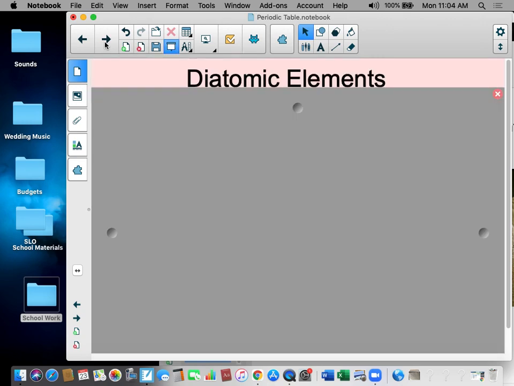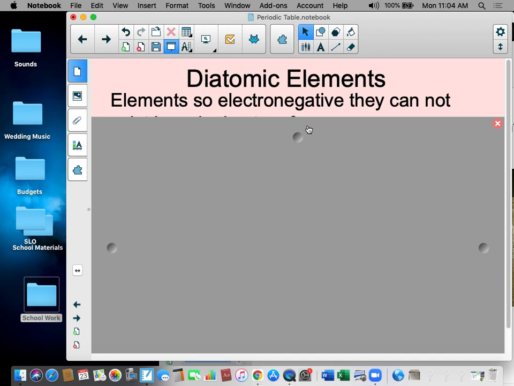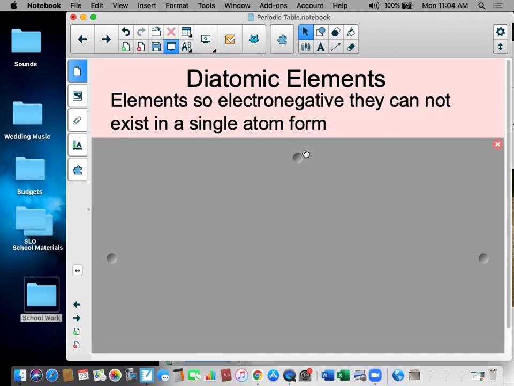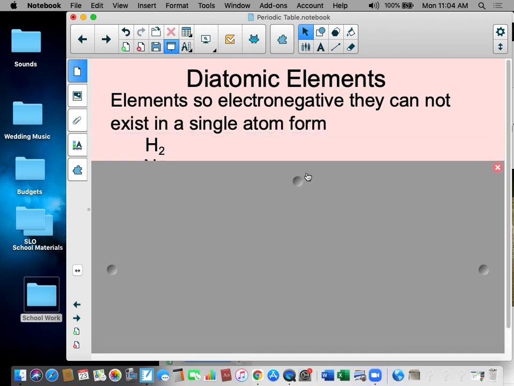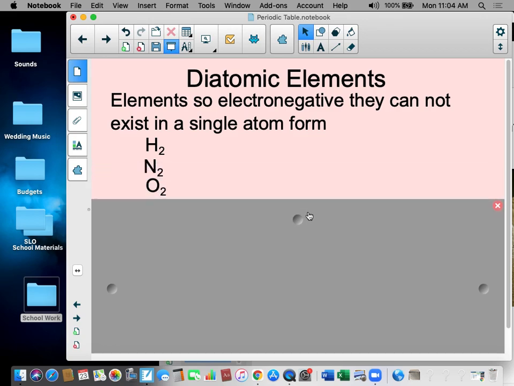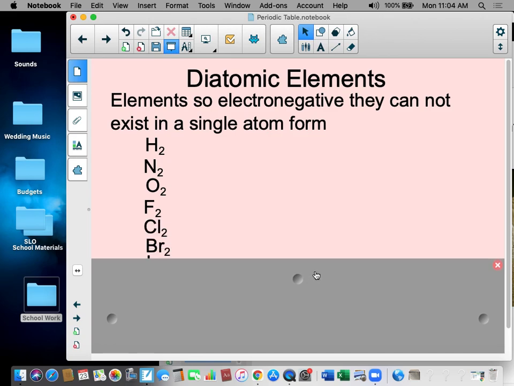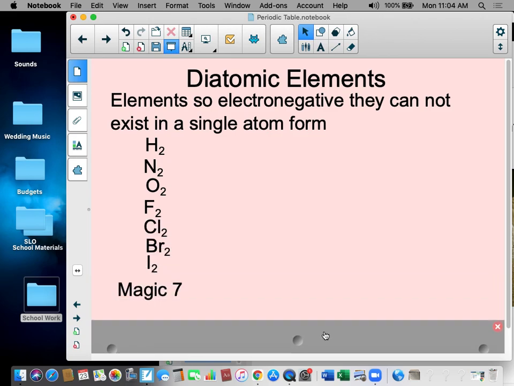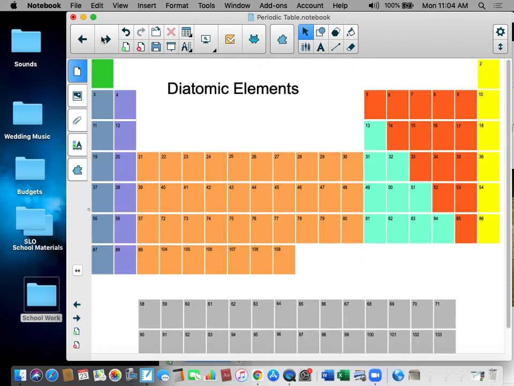All right. So we also have something called diatomic elements. These are elements so electronegative they cannot exist by themselves as a single atom. So those are 7 elements. If they're by themselves, they're double. Hydrogen, nitrogen, oxygen, fluorine, chlorine, bromine, iodine. We call those the magic 7. All right, so on the periodic chart, these 7 elements are diatomic, but that's 6. Where's the 7th one? It's put over here. So if you can find that on the periodic chart, that's a magic 7.